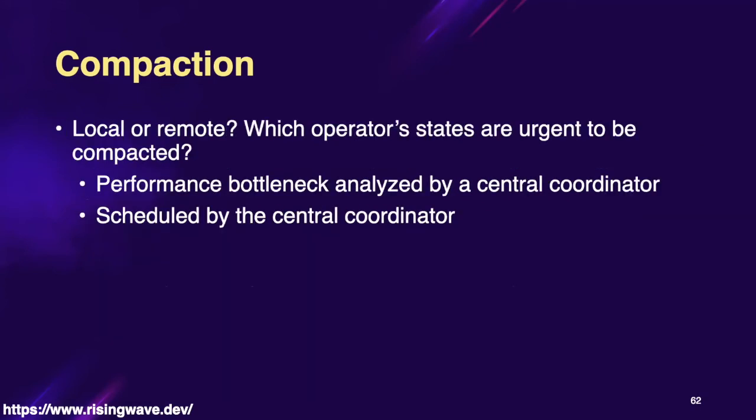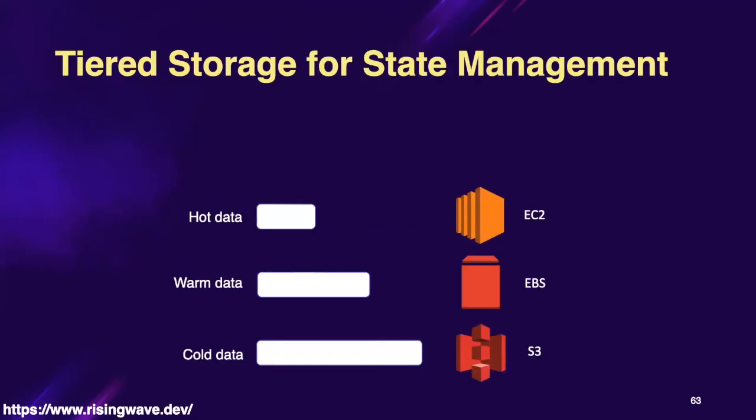And by building our own storage system, we can have, let's say, a holistic view of all the operators for the job, right? So we can decide whether we want to trigger a local compaction or remote compaction, or decide which operator's state is urgent to be compacted, right? So we can do all the analysis in a centralized coordinator, right? So we only want to invest these resources for compaction on performance bottlenecks. Yep. So this is the tiered storage part.